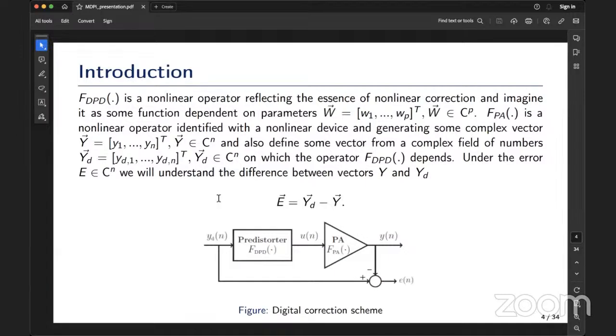Okay, and in this slide you can see F_DPD, which is a nonlinear operator reflecting the essence of nonlinear correction. Imagine it's some function depending on the parameters W. F_PA is a nonlinear operator identified with nonlinear devices and generates some complex vector Y from C, and also defines some vector from the complex field of numbers on which the DPD operator depends. By the error E, we will understand the difference between vectors Y and Y_D, like here.